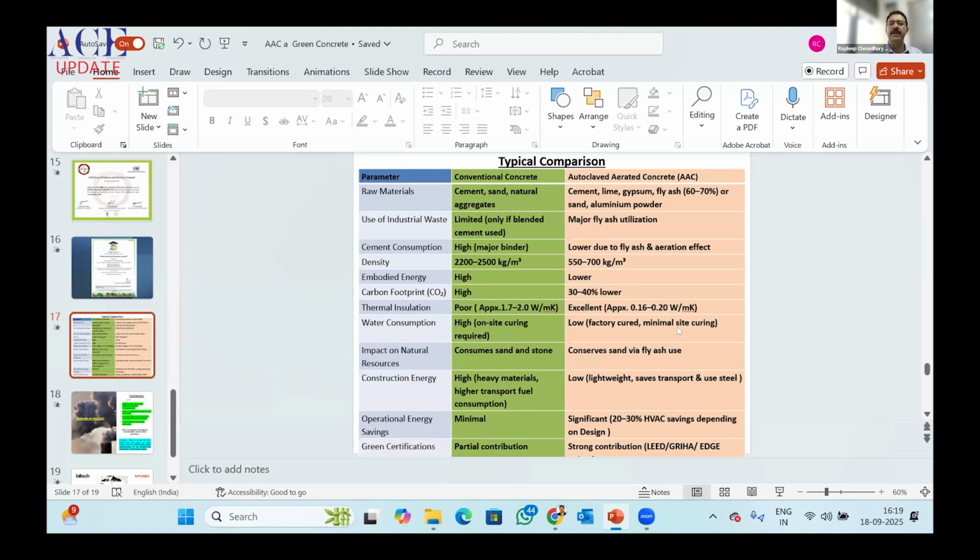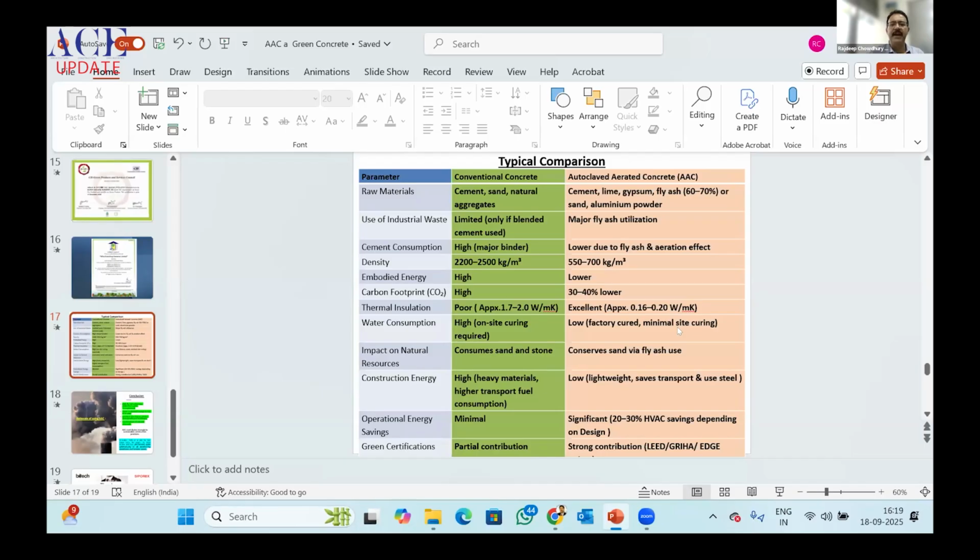Thermal insulation in conventional concrete is very poor. Because of direct conduction, it has been compacted, and because of that, insulation is not efficient. AAC is an excellent material. Water consumption: you need pre-curing, post-curing, a lot of activity to be done, and the water requirement is very high in conventional concrete. But in our case, you require very minimum water. There is no post-curing; when you apply this block in a masonry wall, you do not require any curing at the later stage when you erect the wall.